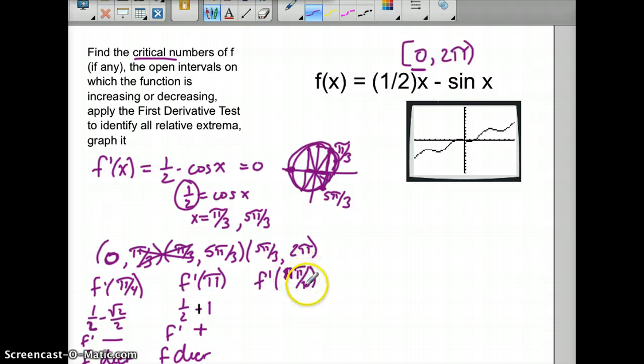And then 11 pi over 6 here, which is this point right here, would have a positive cosine of square root of 3 over 2. So we have 1/2 minus square root of 3 over 2. And we know square root of 3 is about 1.7. It's definitely bigger than 1, so it's going to be a negative. So our derivative is going to be negative here, which means our function is going to be decreasing.